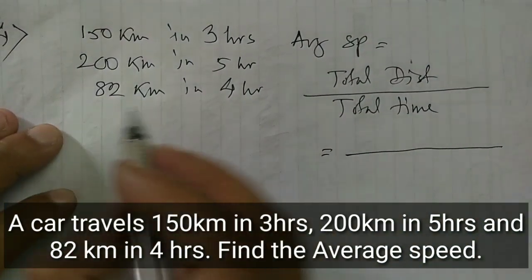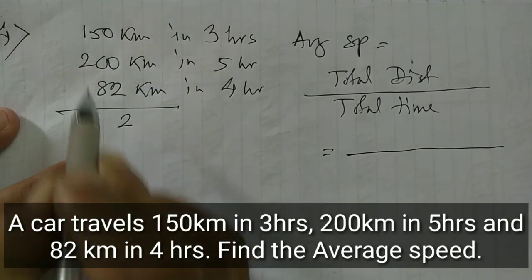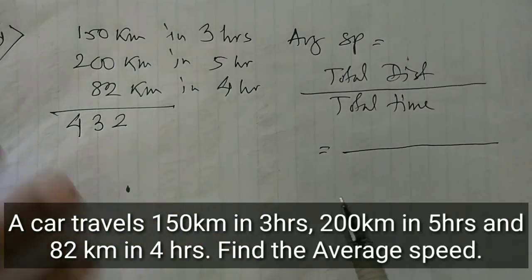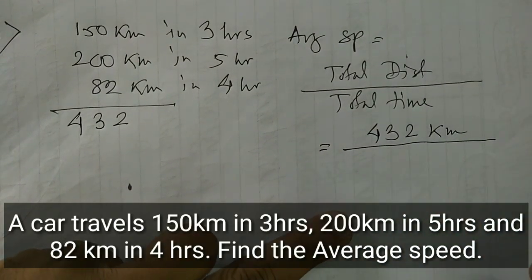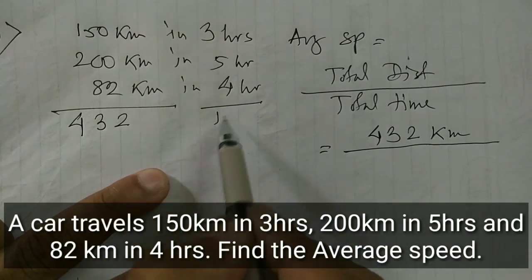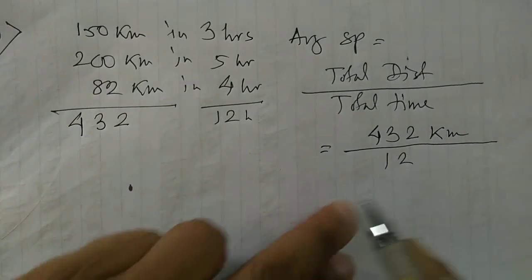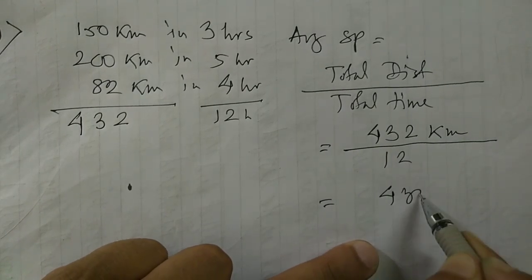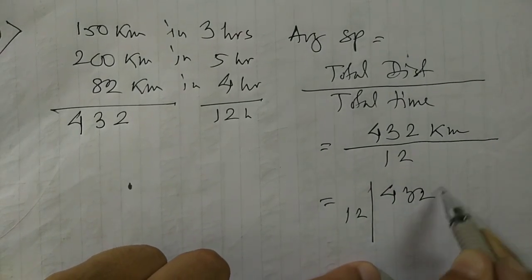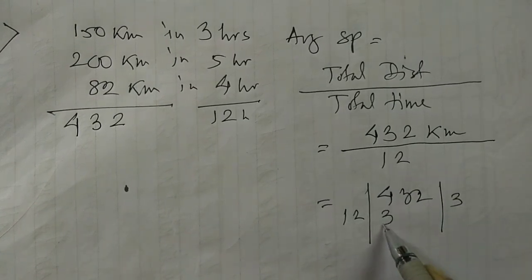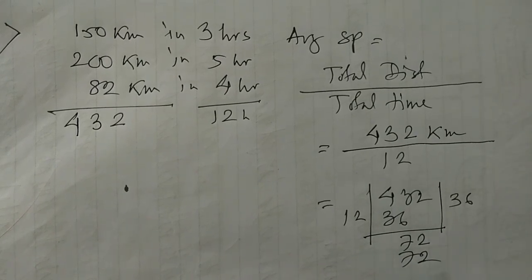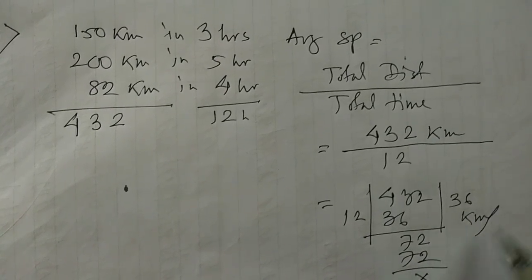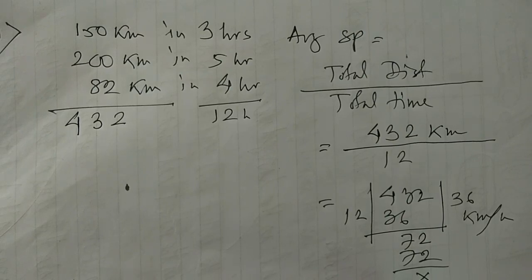What is the total distance? Let us find it from here. 432 kilometer. What is the total time? 12 hour. So just divide it. 432 divided by 12. So 36 kilometer per hour. This is the average speed. I hope you understood. Let us move to question number 5.